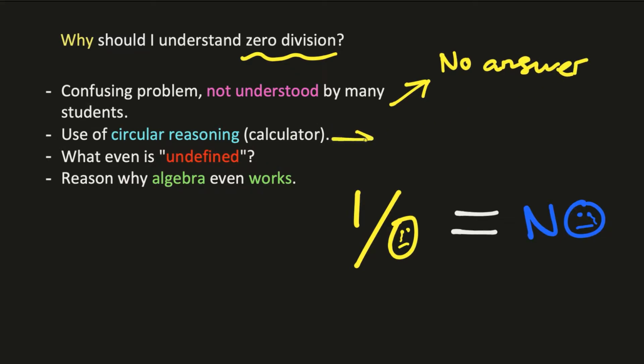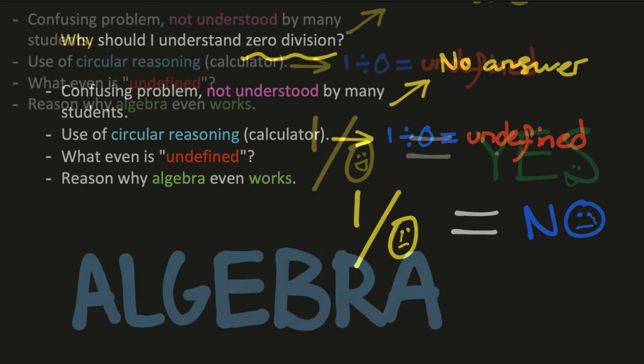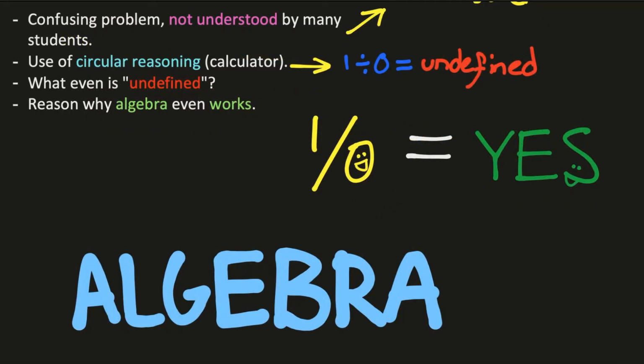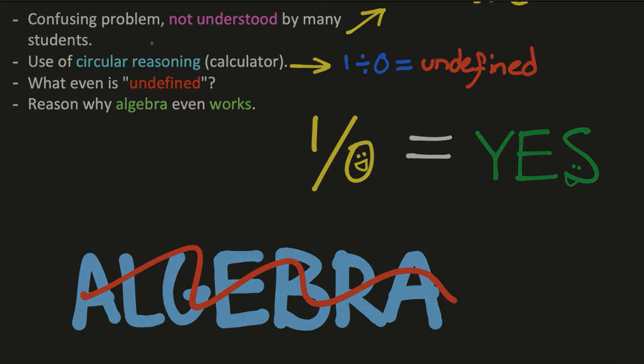Moreover, we use circular reasoning with our calculators, in that if I go on my calculator right now and I type in 1 divided by 0, I get undefined. And while we're at it, what does the word undefined even mean? So after this video, we will hopefully be able to answer any of these doubts and see that we would literally break algebra if dividing by 0 were true.